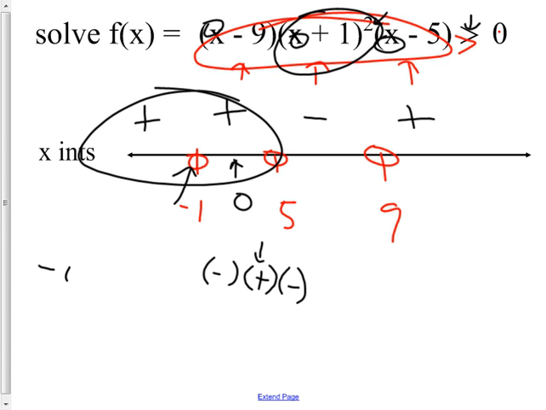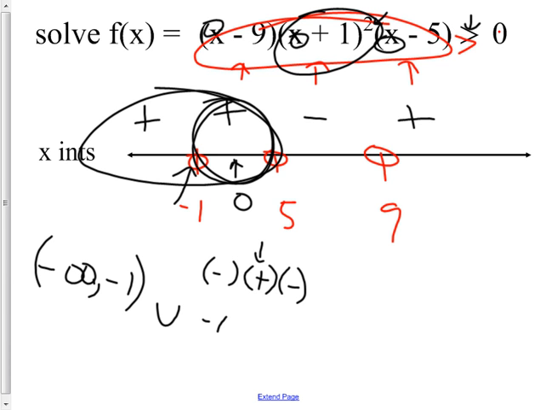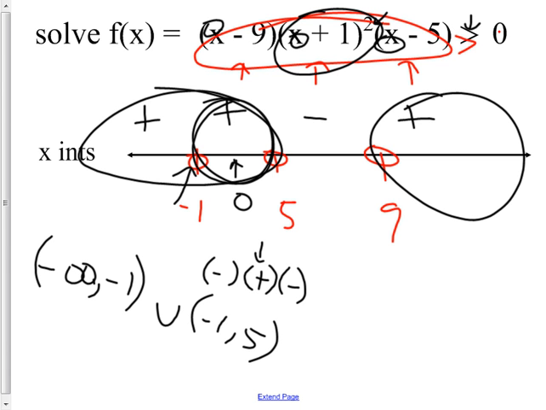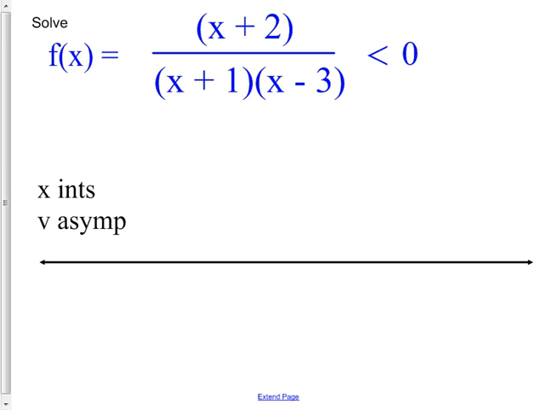So I'd have to say from negative infinity to -1, and then union with, then start over again and go from here to here, which would be -1 to 5, and then start over again and go from there, union with 9 to infinity. Okay, so it's a 3-part answer that time. Any questions on that? Okay, moving on.